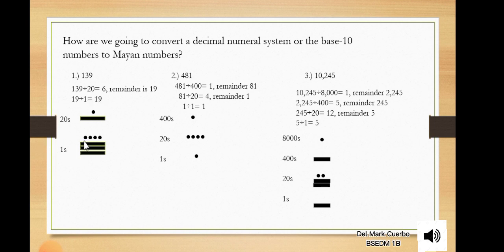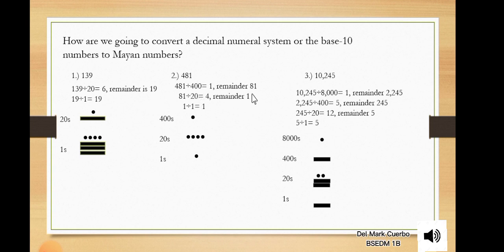So that's correct. Another example, we have 481. So 481 clearly exceeded 400. So we are going to choose 400 to divide it. So 481 divided by 400 is equal to 1. And our remainder would be 81. So we are going to use this 81 to divide by the previous place value of 400, which is 20. So 81 divided by 20 is equal to 4. And our remainder would be 1.